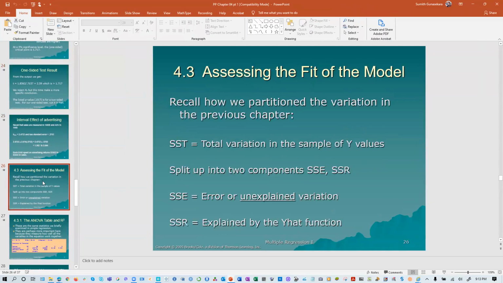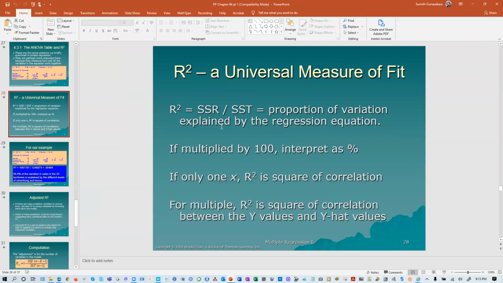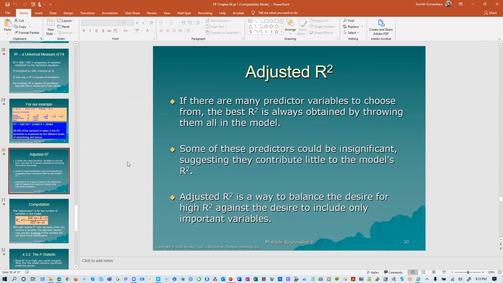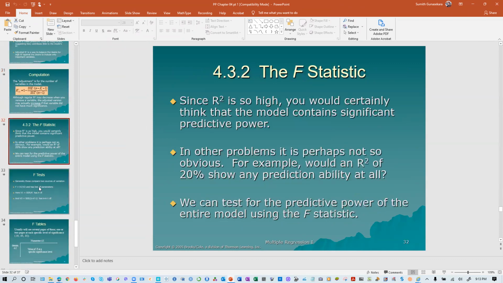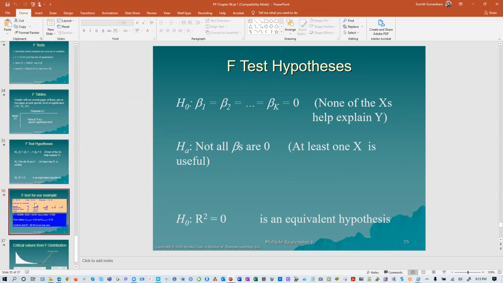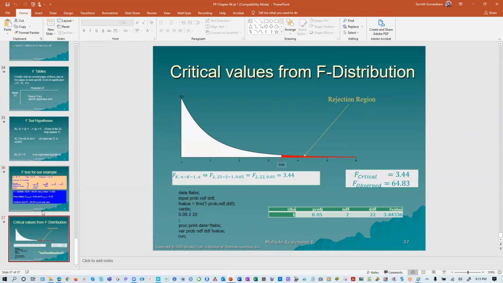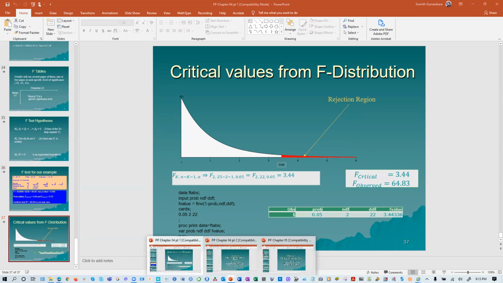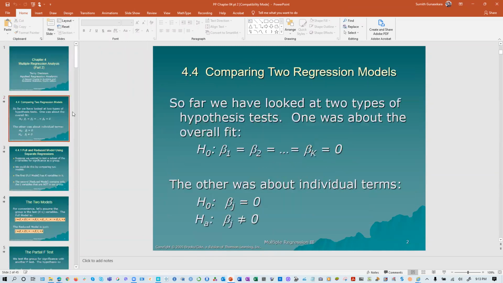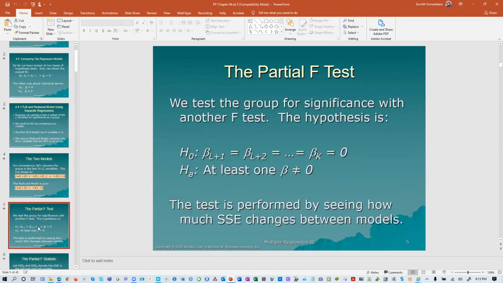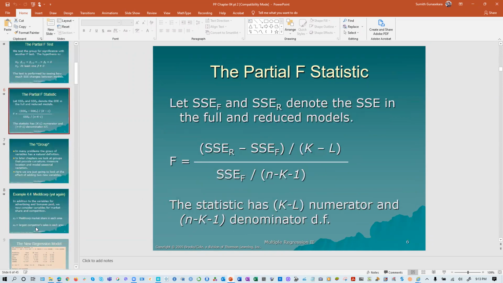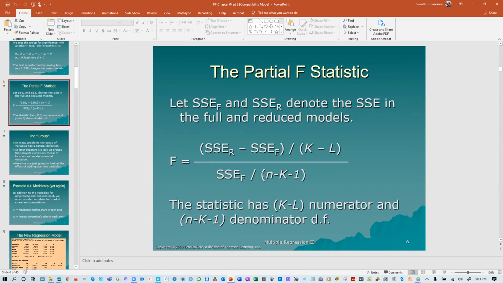Here we normally talk about the R squared, the proportion of variance explained by the regression equation. Adjusted R squared, we talk about that one. Then we look at the statistics. We looked at F, based on the overall one. Now we're going to check the two regression models. You can compare two regression models using the partial test, not the overall test.